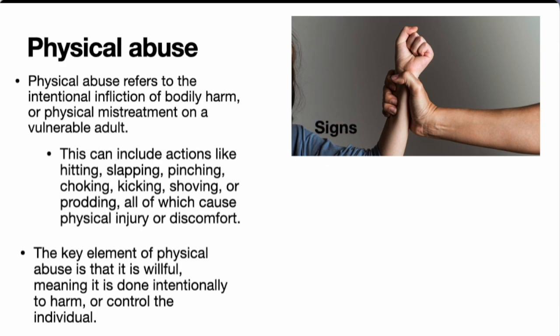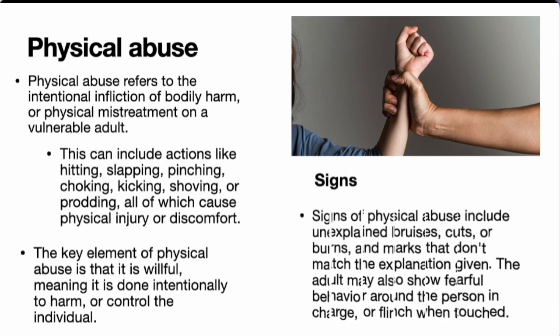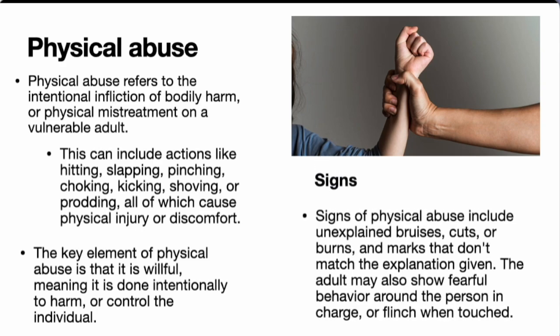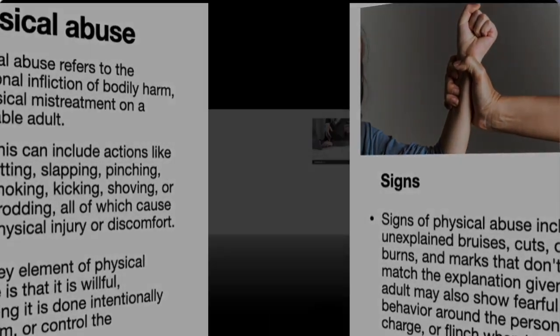Signs. Signs of physical abuse include unexplained bruises, cuts, or burns, and marks that don't match the explanation given. The adult may also show fearful behavior around the person in charge, or flinch when touched.